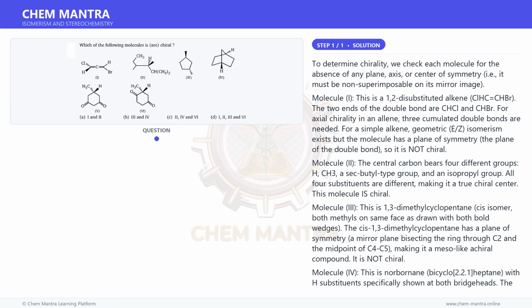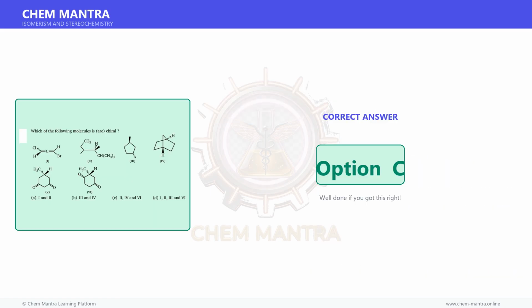Why other options fail? A. 1 and 2: 1 is not chiral. B. 3 and 4: 3 is not chiral. D. 1, 2, 3 and 6: 1 and 3 are not chiral. Therefore, the correct answer is option C.